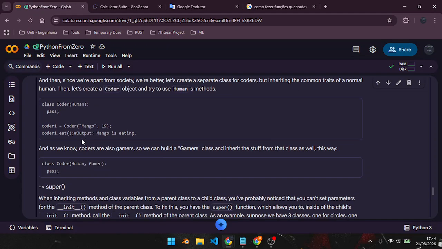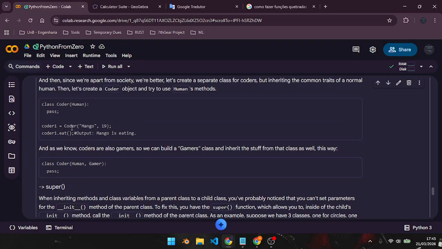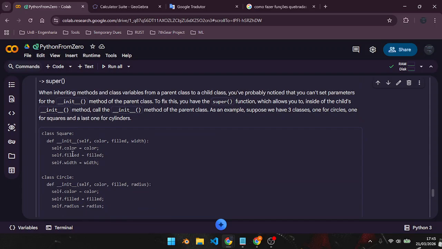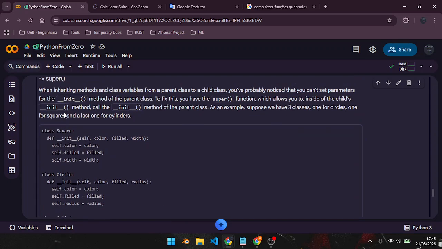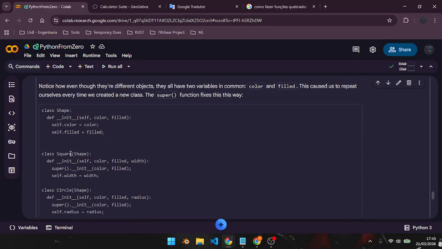So what happened after is that I learned about the super function. The super function is actually very powerful, and what it does is that it can run and read stuff from the class that you're inheriting. So for example, down here I have a shape class and I have this square class here. Now square is a shape too, so I'm inheriting stuff from the shape class.